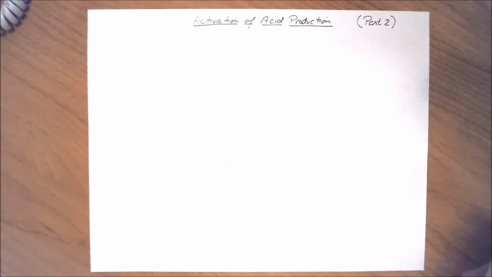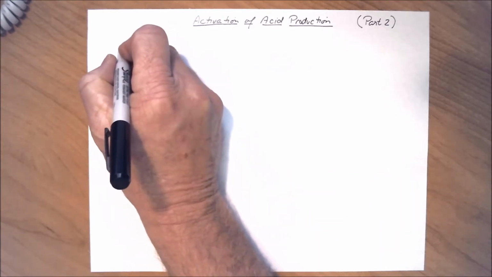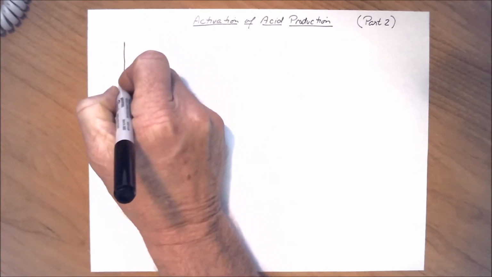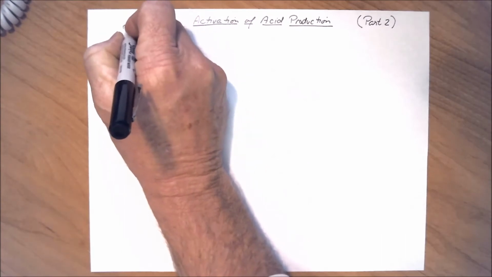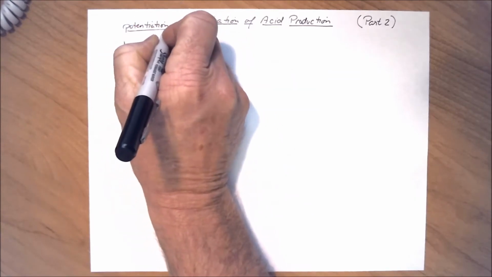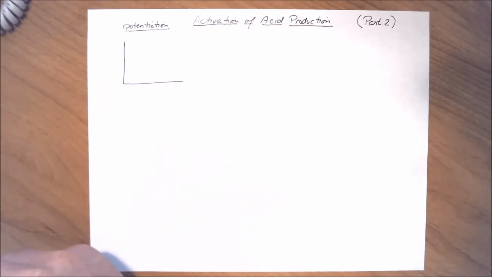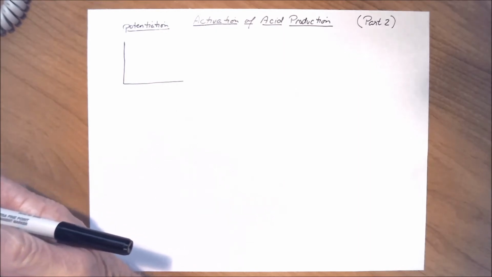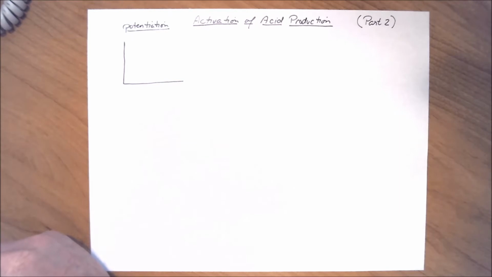Okay, this is part 2 of activation of acid production. What I'd like to discuss now is a principle called potentiation. Potentiation is when two effector molecules act in a synergistic manner. One will create an effect, and another that creates the same effect will be additive or more than additive. Now, what does that mean?